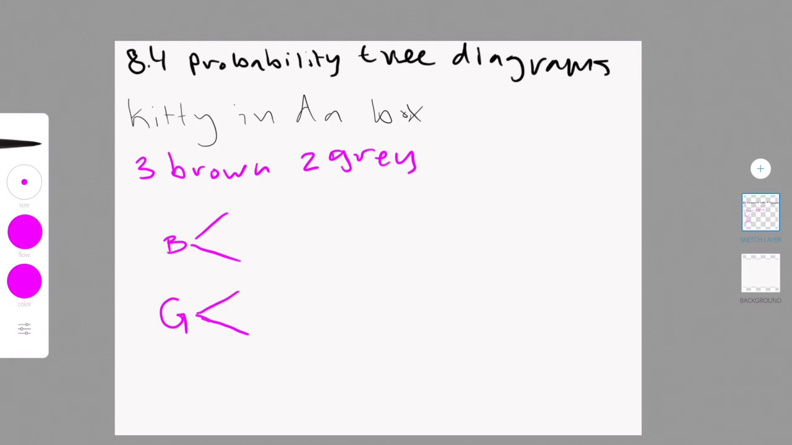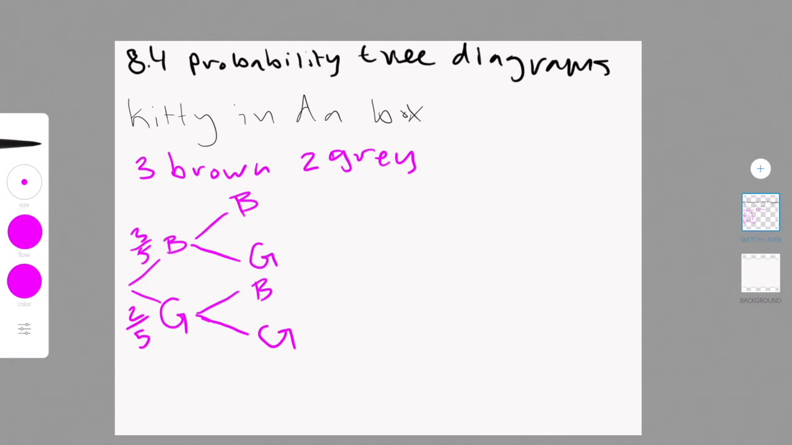I'm making sure that every time I do it, there are the same amount of cats in the box. Now, without replacement is removing them from the box. So that is what I meant by that. So let's say B is for brown, G is for gray. So initially, there would be a 3 out of 5 chance of picking a brown one and a 2 out of 5 chance of picking the gray one.